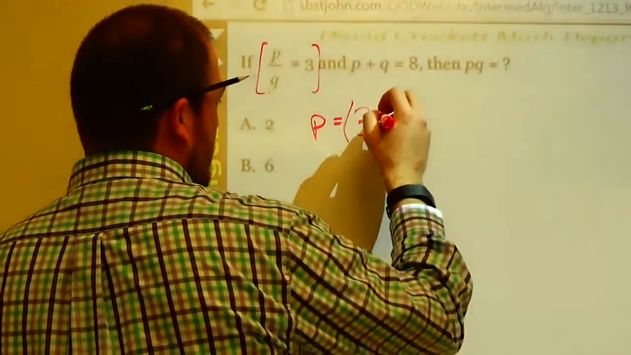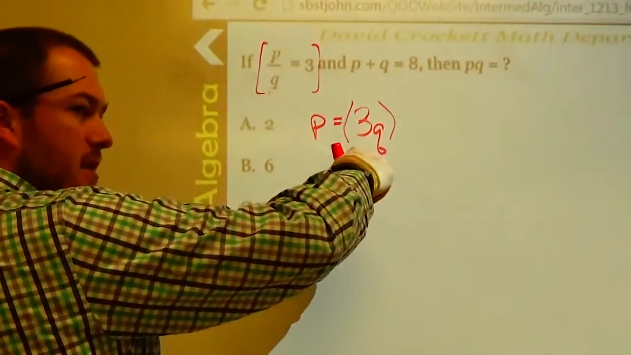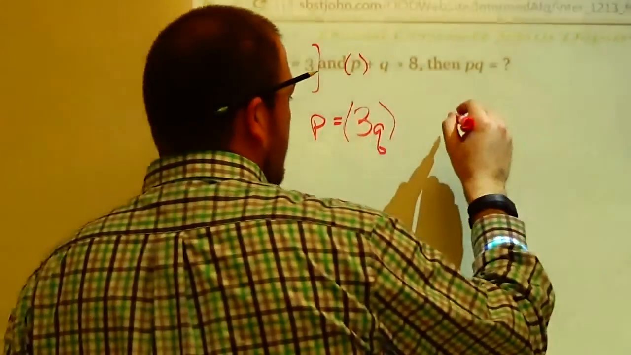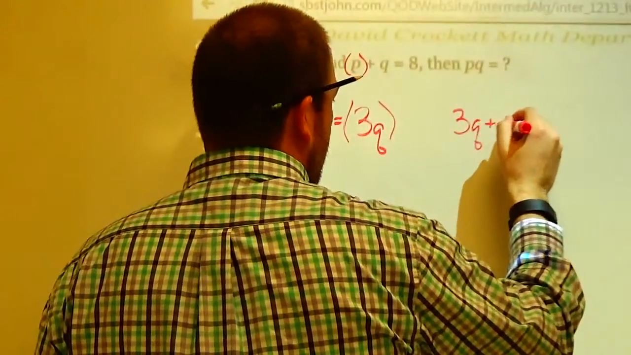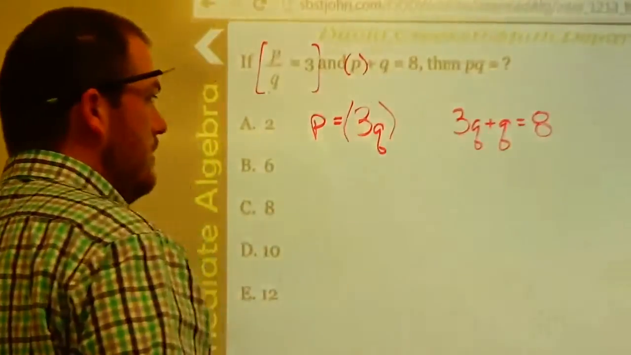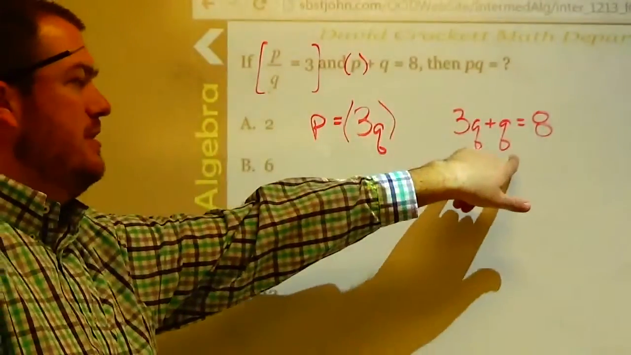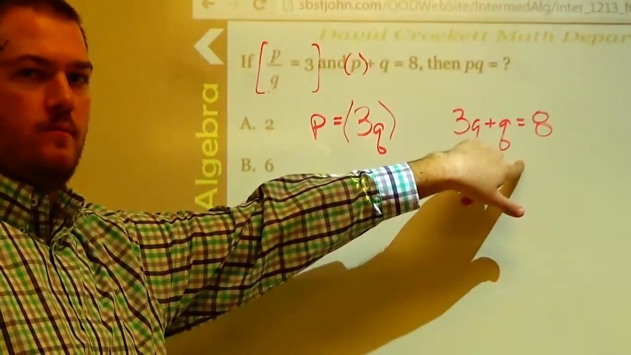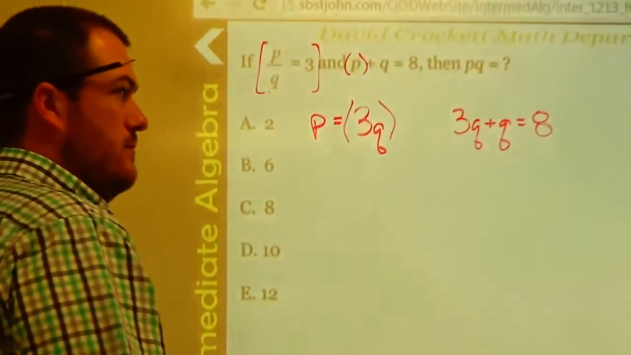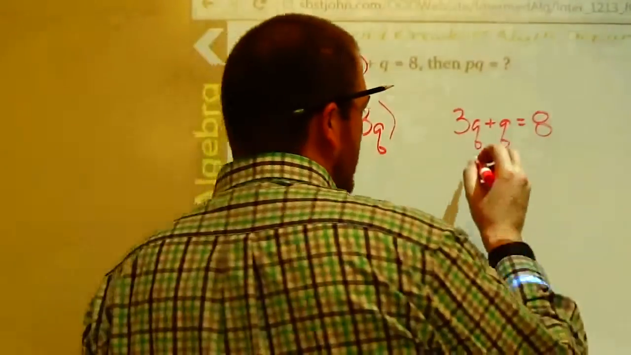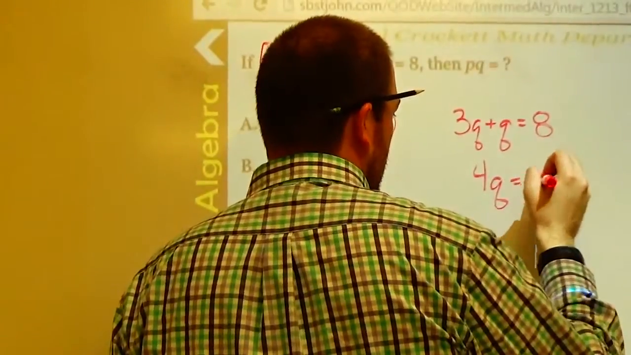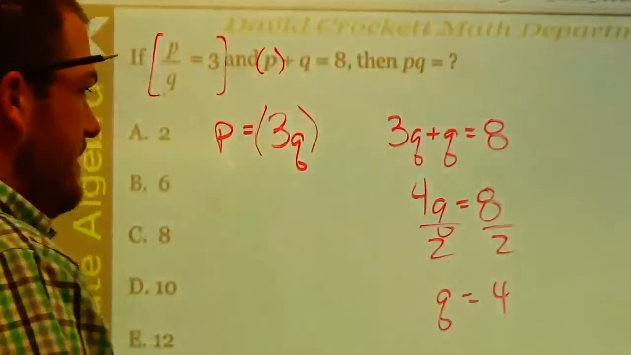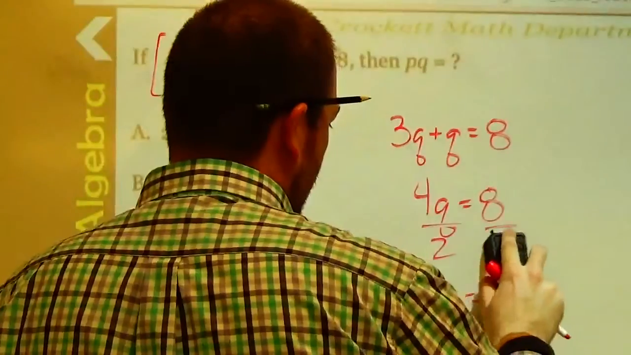What if I take this, and since P equals this, they're technically the same thing, and substitute it here? Because now I'll have 3Q plus Q equals 8. Now I have an equation where both variables are the same. How can I solve for Q? Well, you add the Q's together first. So 4Q equals 8, then divide by 4, and we get Q equals 2.